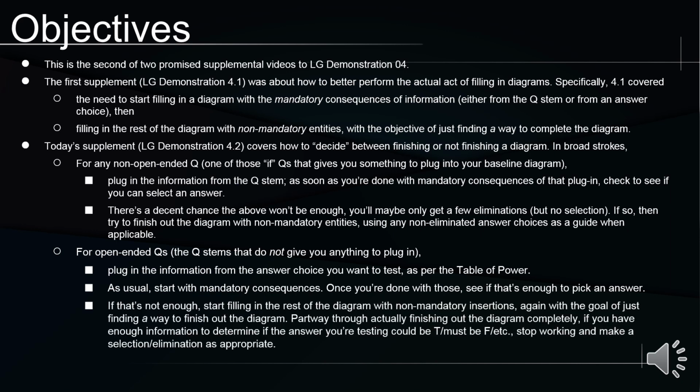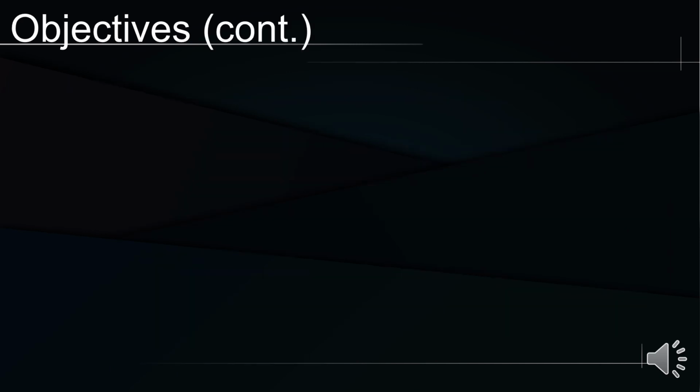And if that's not enough, start filling in the rest of the diagram with non-mandatory insertions, again with the goal of just finding a way to finish out the diagram. Partway through actually finishing out the diagram completely, if you have enough information to determine if the answer you're testing could be true, must be false, etc., whatever the question actually asked you, stop working and make a selection or elimination as appropriate. If that's not enough, then finish out the diagram, and that should be enough for you to make that determination, whether or not the answer you tested could be true, must be false, etc.